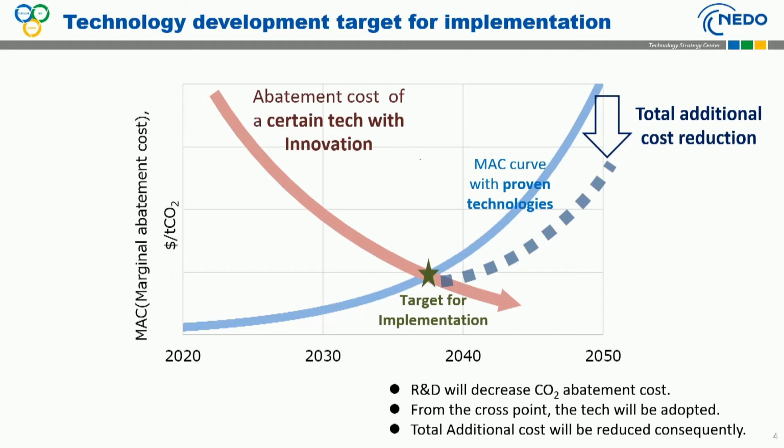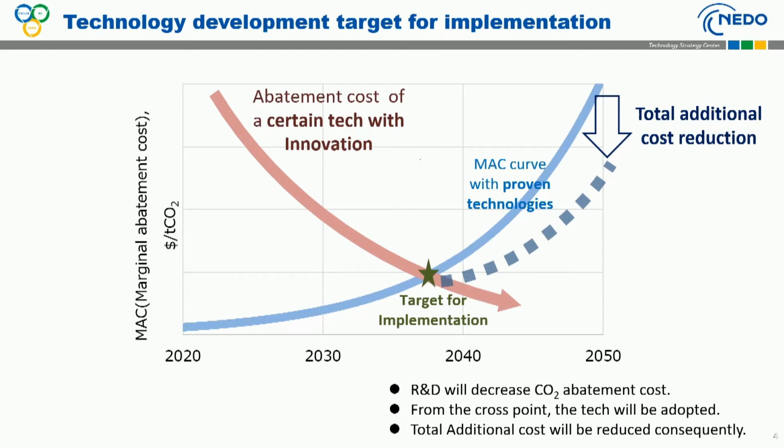The blue line in the figure shows the MAC curve using existing technology, and the red line shows the reduction of the abatement cost as technology develops. One of the conditions for social implementation is that the abatement cost of the target technology must be lower than the MAC of existing technologies. Our goal is to reduce MAC to a level acceptable to society by promoting a lot of innovation.